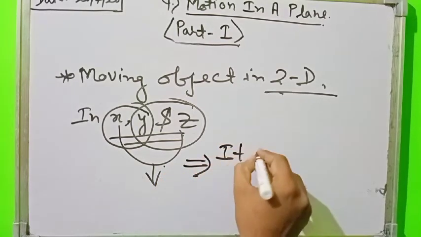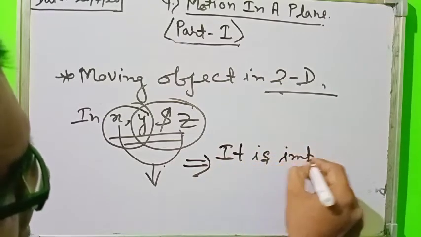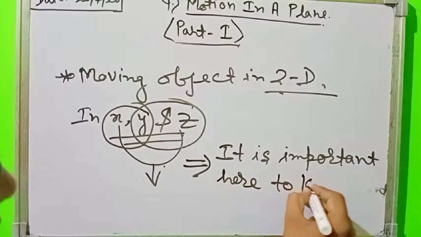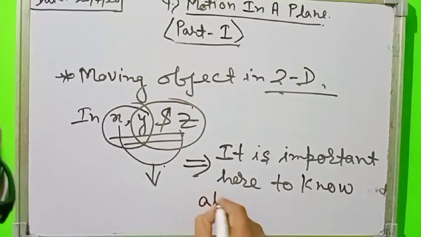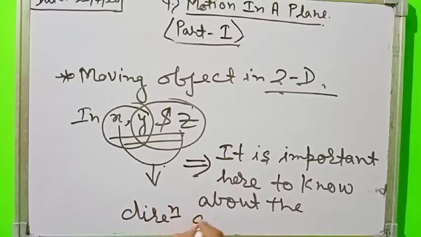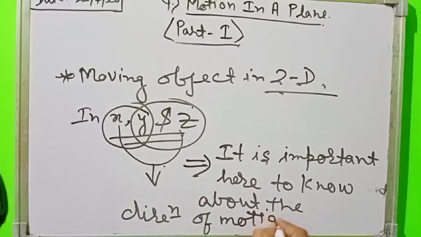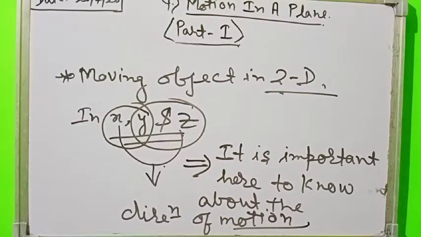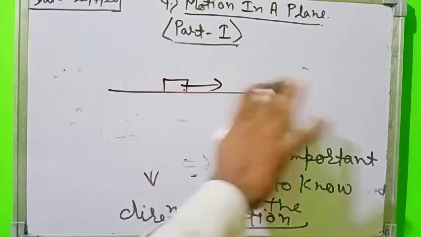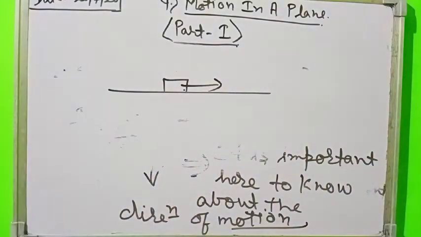It is important here to know the direction of motion. To clarify it, I want to give you an example. Suppose an object is moving in a straight line. You all know that this body is moving in this direction, and that direction is clear to the observer about the object.